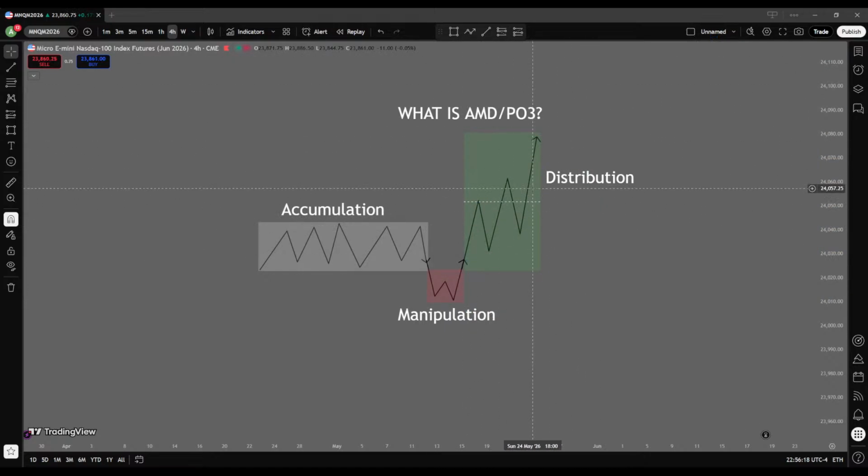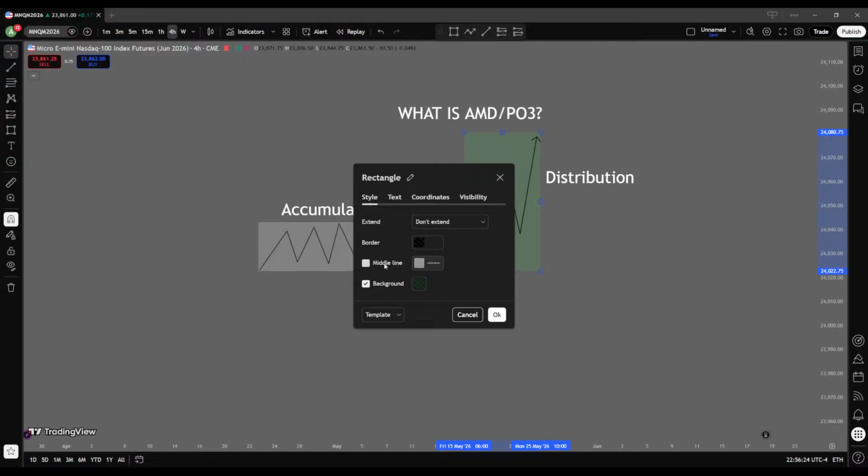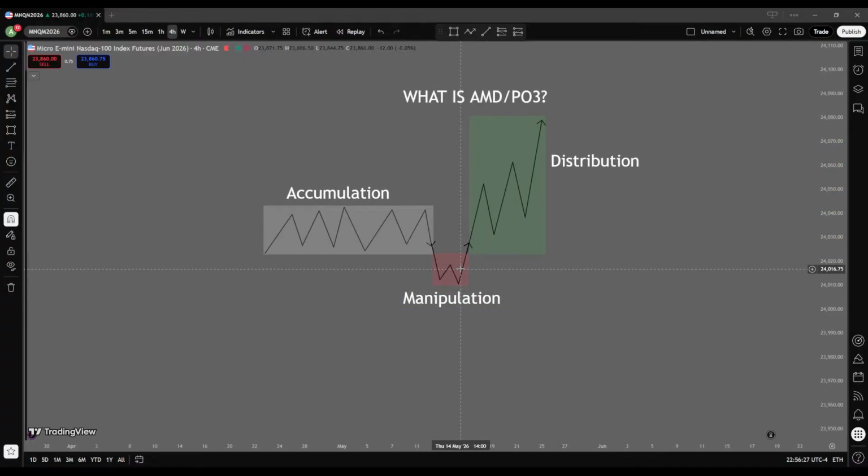This is where I typically would leave runners. So if you have multiple contracts, this is the leg where you want to leave all those runners. You don't want to leave runners on the manipulation phase, because obviously we know it's just going to reverse to the upside or to the downside.